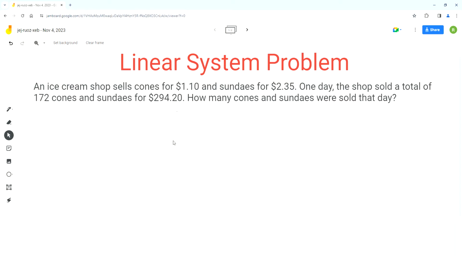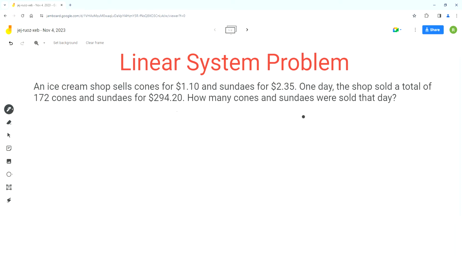So in this video, we'll solve this linear system word problem. As per the word problem, an ice cream shop sells cones for $1.10 and sundaes for $2.35. One day, the shop sold a total of 172 cones and sundaes for a total of $294.20. And we have to find how many cones and sundaes were sold that day.